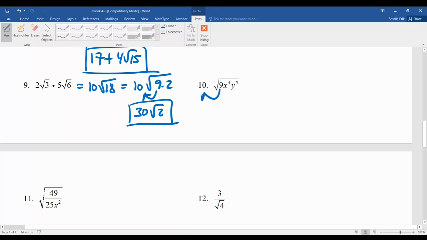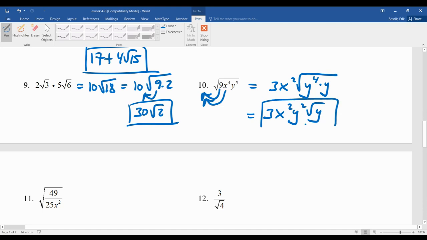Square root of 9 is a perfect square. Take that out. I got an even power. Cut that in half and take that out. Now inside we have the odd power. We're going to reduce it by 1. And now y to the 4th comes out as y squared. What's left inside? Root y.